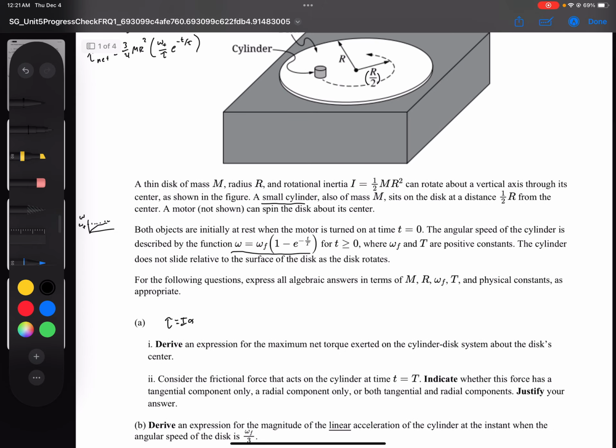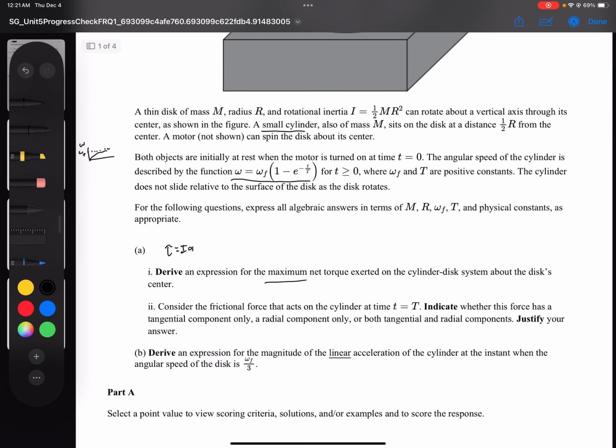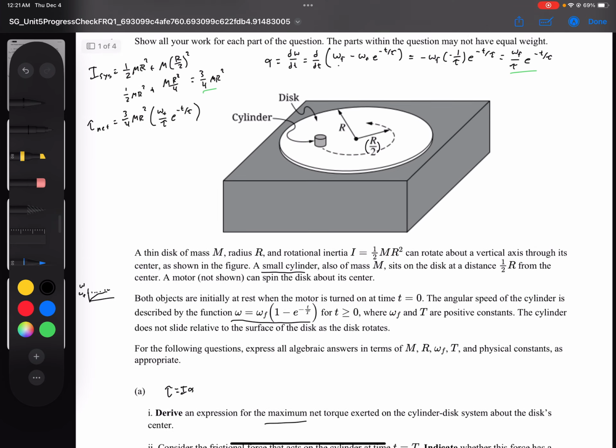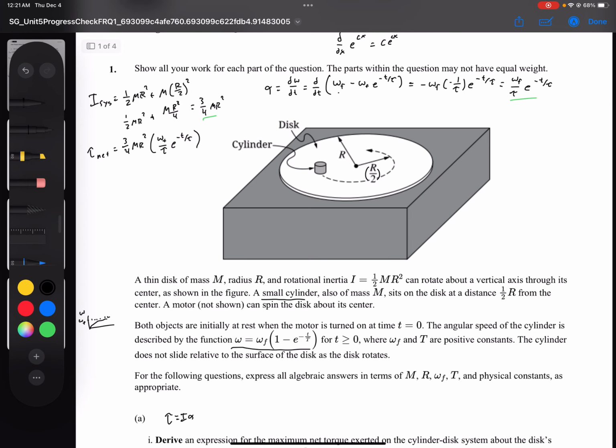Now, don't forget, this is asking about the maximum net torque. So let's think about this function. When is this function maximized? If I have this e to the negative t over tau at t equals 0, I have e raised to the negative 0, which is pretty much 1. So then I just have the expression that's in front of the exponential. And as t approaches infinity, e to the negative infinity is equal to 0, so the torque is going to approach 0.